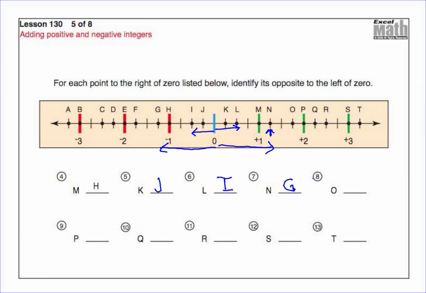All right, now go ahead and do the rest of these. Pause the video, turn it back on when you've made it up to number 13.